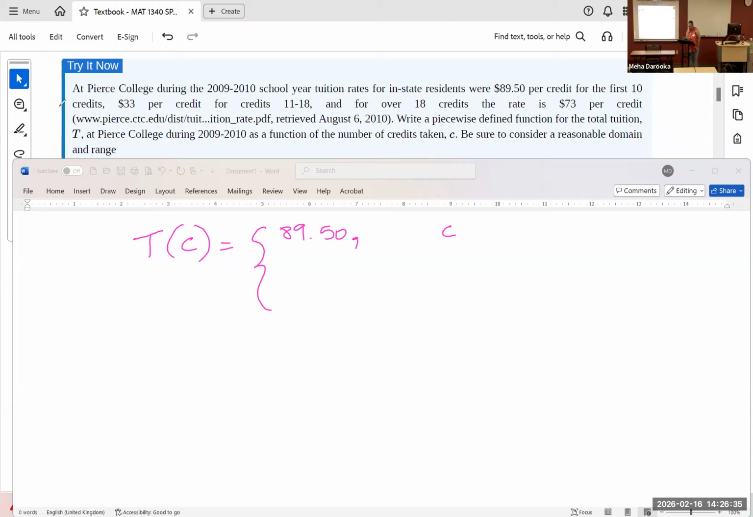So the first 10 credits, are you including 10 in that? Yes, you are. So you can write it like this, guys, or if you wanted to write it as C between 0 and 10, you can. That should not be a 0. So either of those domain formats.